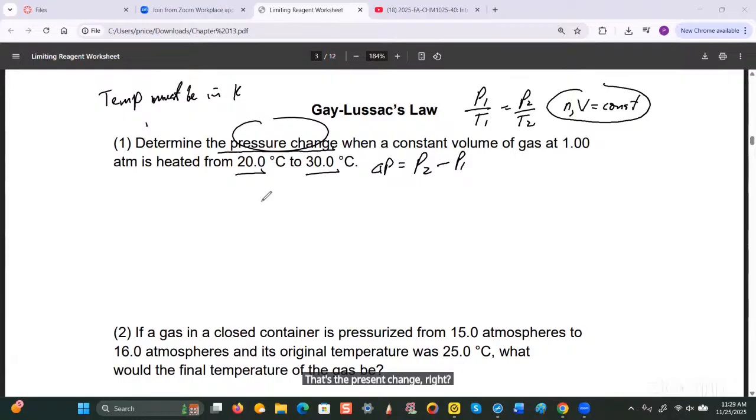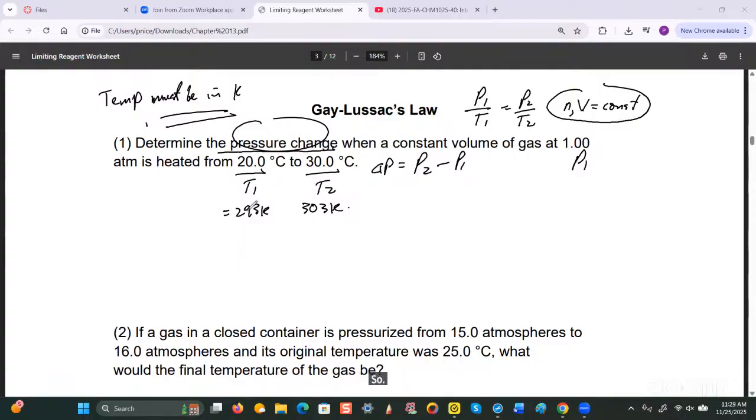So basically, what we need to do in order to answer this question, since they gave us P1 here, and they gave us T1 and T2, we need to find P2, right? But before we find P2, we need to convert the temperatures to Kelvin. So T1 will be equal to 20 plus 273, so that will be 293 Kelvin. And T2 would be 30 plus 273, which would be 303 Kelvin. All right, because remember again, the temperature must be expressed in Kelvin, right? So we need to find P2.